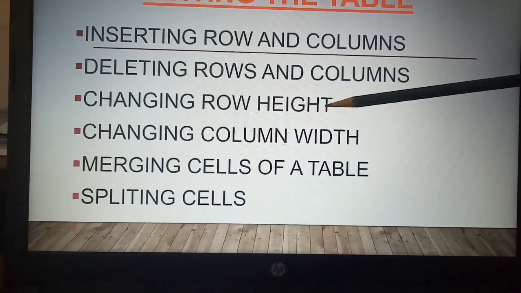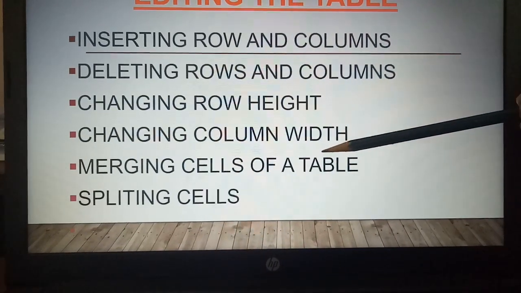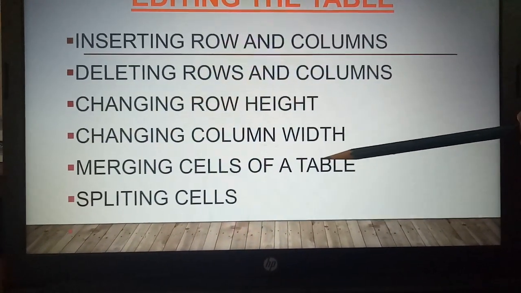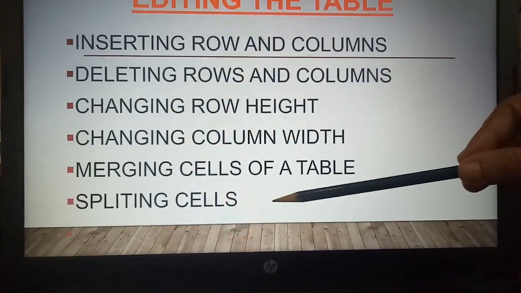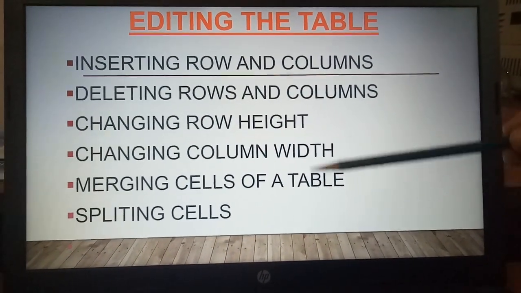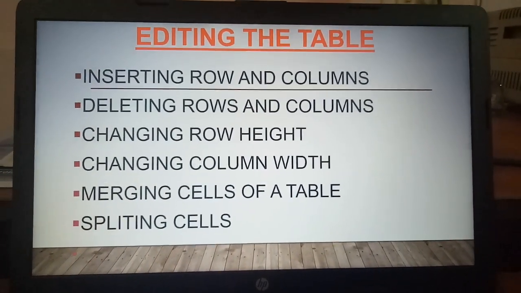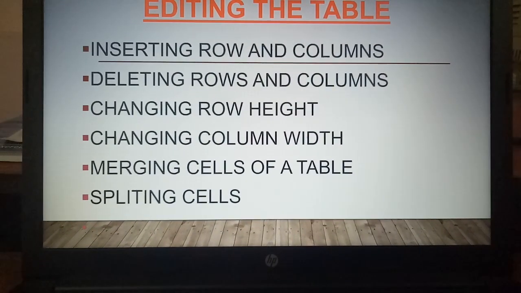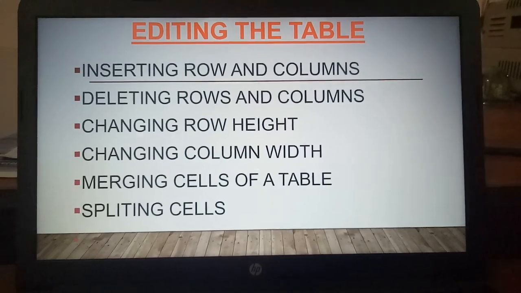We can change the row height and column width of the table. We can merge cells of a table. Merging means combining two or more cells into a single cell, and splitting cells means one cell can be divided into a number of cells. So these are a few editing features that can be applied to your table. Now let us go back to the table that we have already created and apply each of these editing features and learn how to do them.